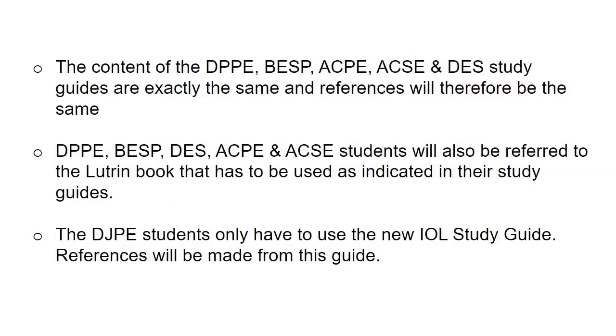The content of the DPPE, the BESP, ACPE, ACSE and DES study guides are exactly the same, and references will therefore be the same. DPPE, BESP, DES, ACPE and ACSE students will also be referred to the Lutheran book that has to be used as indicated in their study guides. And please do it, because there are some questions coming from the Lutheran book. The DJPE students only have to use their new IOL study guide, and references will be made from this study guide.